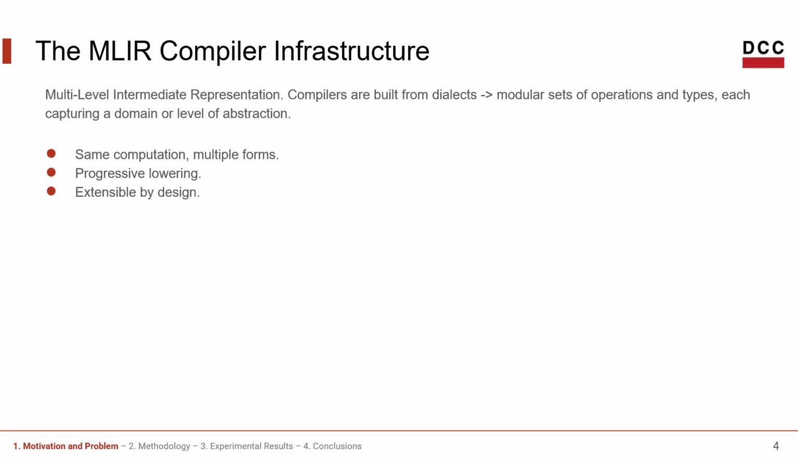And what you can do is mix and combine these dialects to create a pipeline that spans multiple levels of abstraction. What that means is that the same computation can be expressed in several different dialects, and that computation gets progressively lowered from the high-level dialects to the low-level ones. And it is specifically made to be extensible by design. So you create and change these dialects as needed, right?